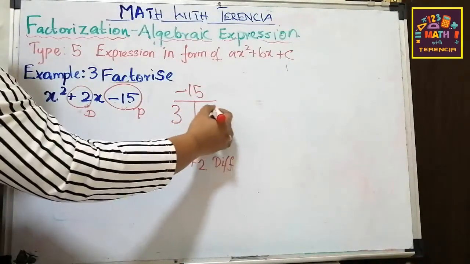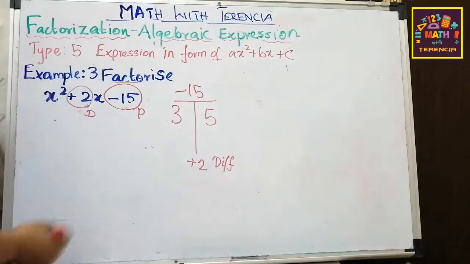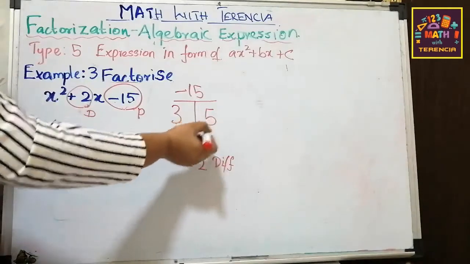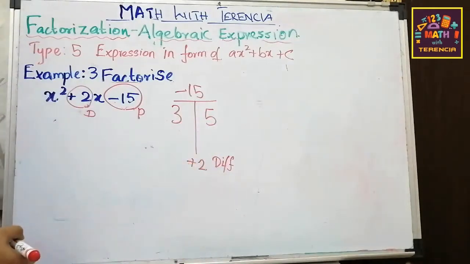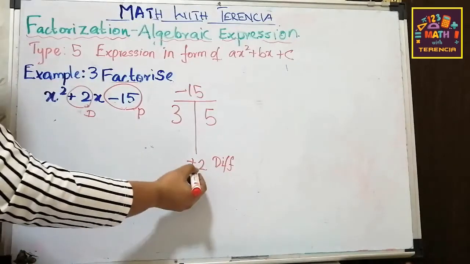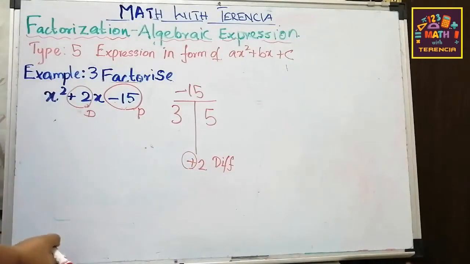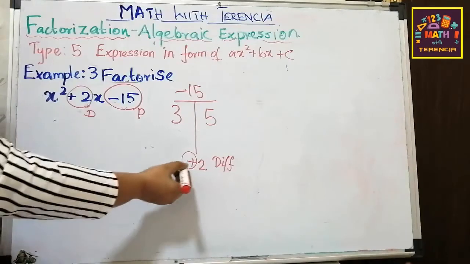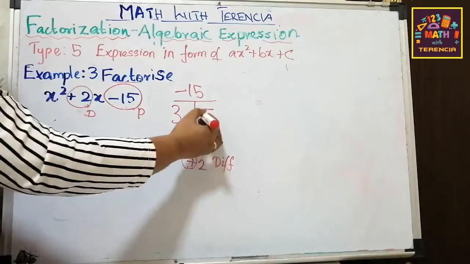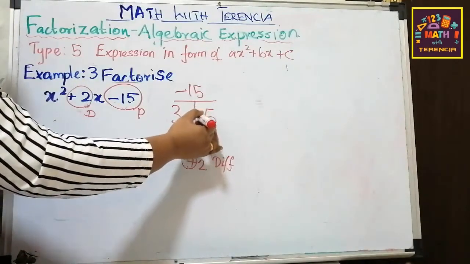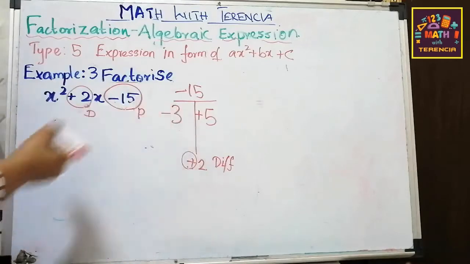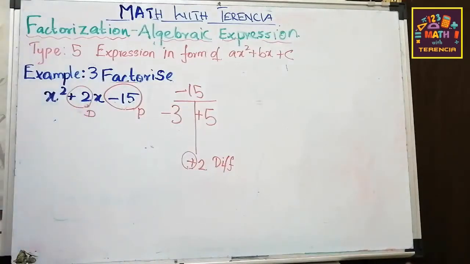Same way, 3 times 5 will give 15, but I have a minus sign, so you should make a note of that. And the difference of 5 and 3 is 2. Okay, but you have a plus symbol down. When I have a plus symbol down, the bigger number will have plus and the smaller number will have minus.